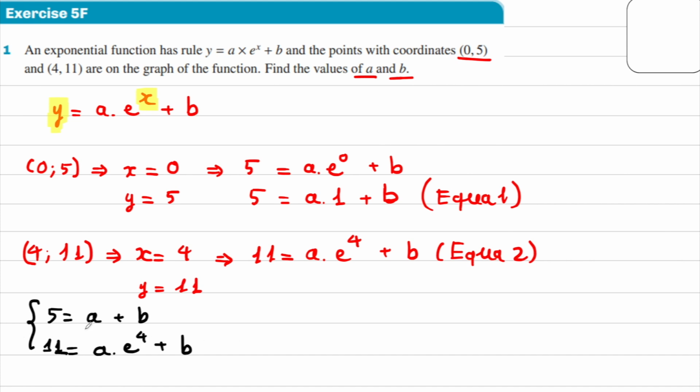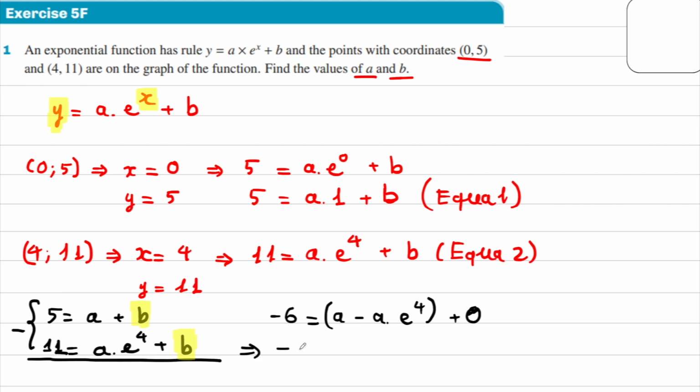Okay, and now how can you work with this? How can you solve for a and b in this simultaneous equation? You can see that the coefficient of b in both equations is the same. So subtraction: take the first equation and minus the second one. You will have on the left 5 minus 11. You got minus 6. For a, you have a minus a times e to the power of 4, and for the other one you got b minus b. b minus b equals 0. So after this step, I have no b anymore.